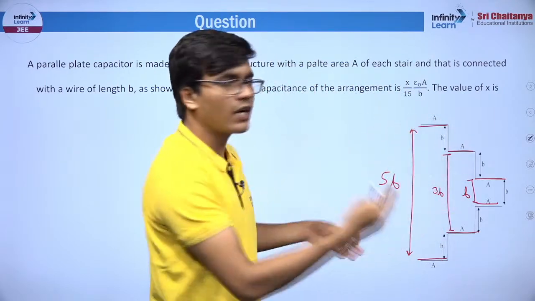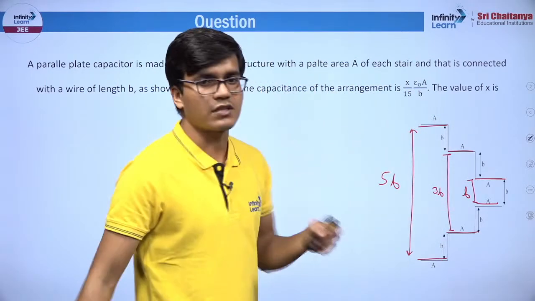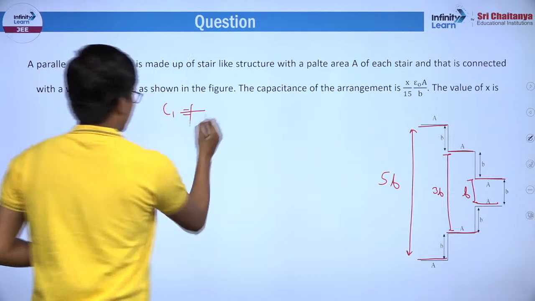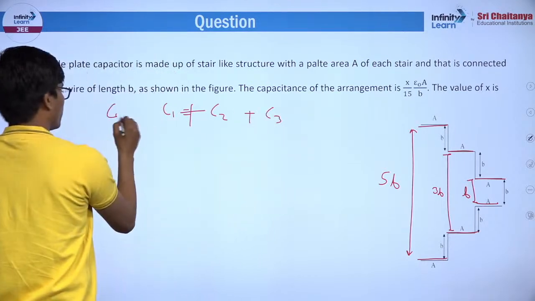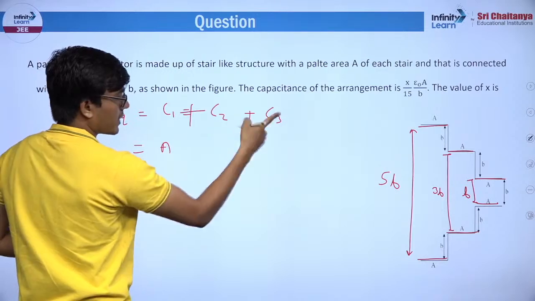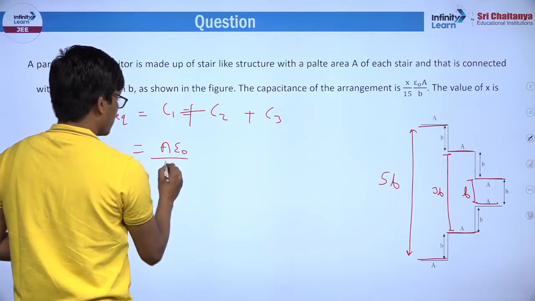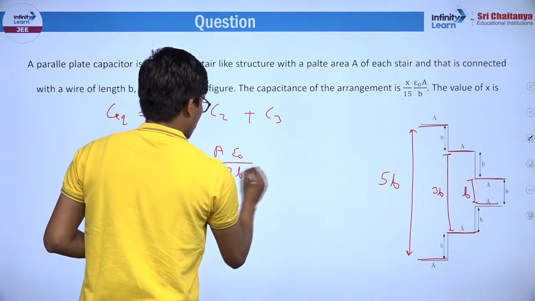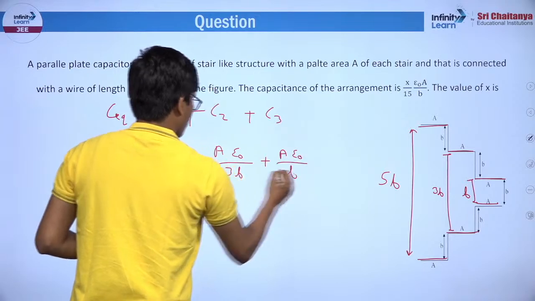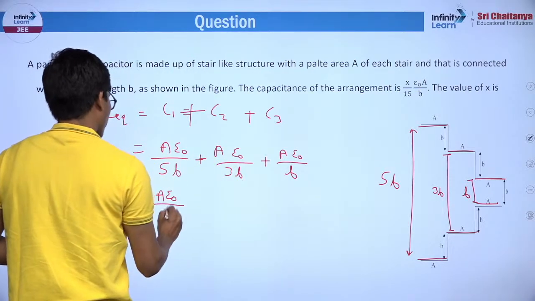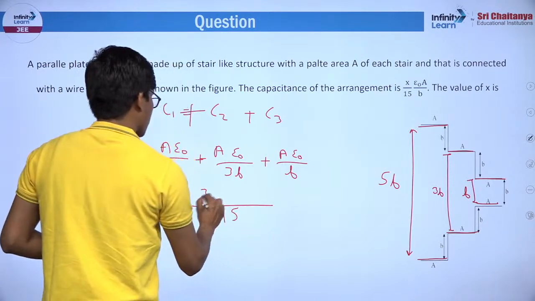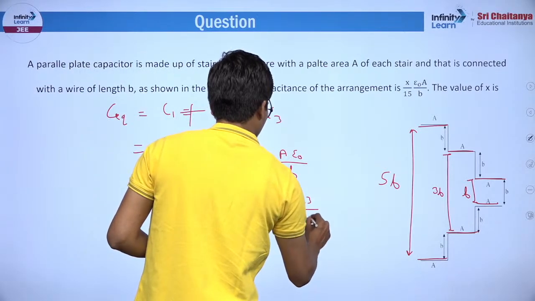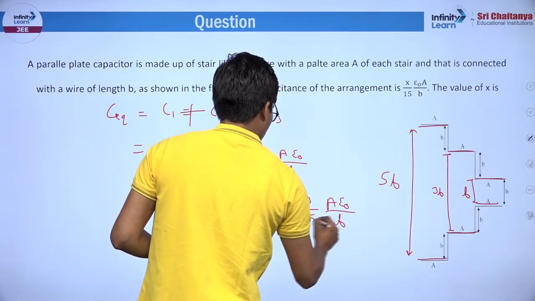मतलब मुझे एक एक का C निकाल के सबको ऐड कर देना है, बिकॉज ऑल द 3 कैपेसिटर्स आर इन पैरेलल. तो पहले का कैपेसिटेंस लिखते हैं अपन C1 प्लस C2 प्लस C3, यू नीड टू फाइंड द इक्विवेलेंट कैपेसिटेंस. पहले का एरिया इज रिटन A, epsilon naught is basically the medium, d is 5b. दूसरे का A epsilon naught upon 3b, A epsilon naught upon b. You can see here LCM is 15, right? So taking 15 as LCM, 3 plus 5 plus 15, that is 23/15 A epsilon naught by b.